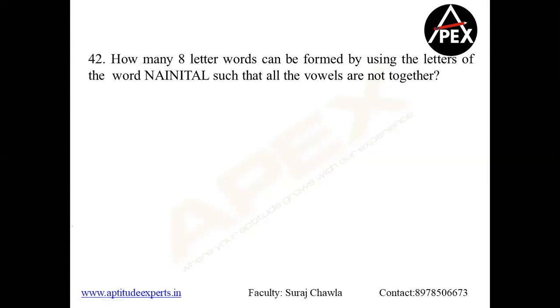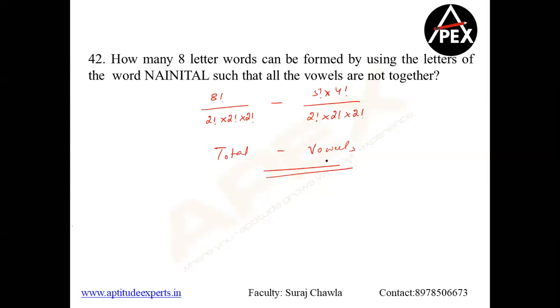Yep. So vowels are not together. It's quite simple. So the total number of ways will be 8 factorial by 2 factorial into 2 factorial into 2 factorial. Total number of cases minus the cases where vowels are together, so 5 factorial into 4 factorial by 2 factorial into 2 factorial into 2 factorial. So total number of cases minus vowels being together is the number of cases where vowels are not together.